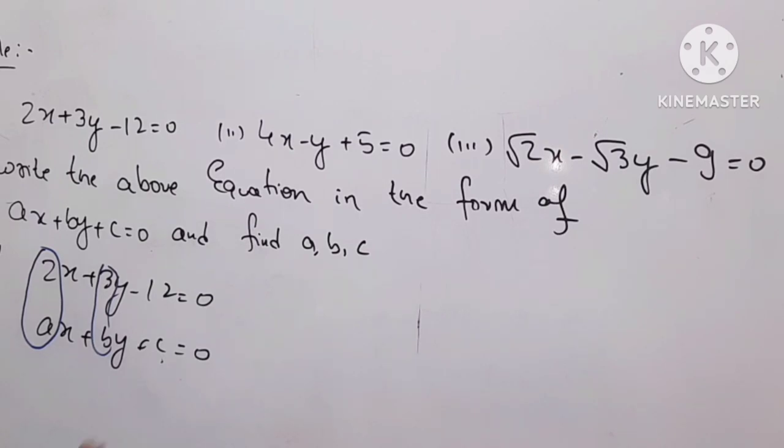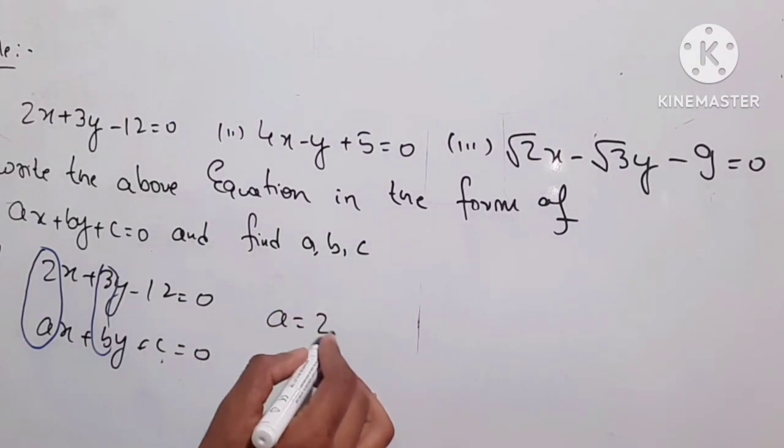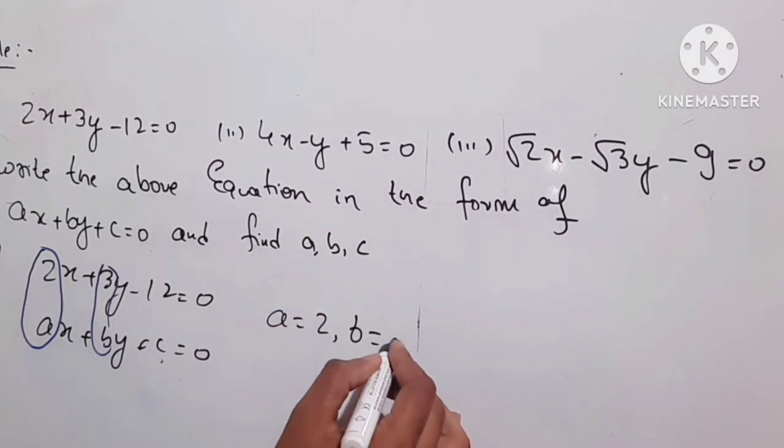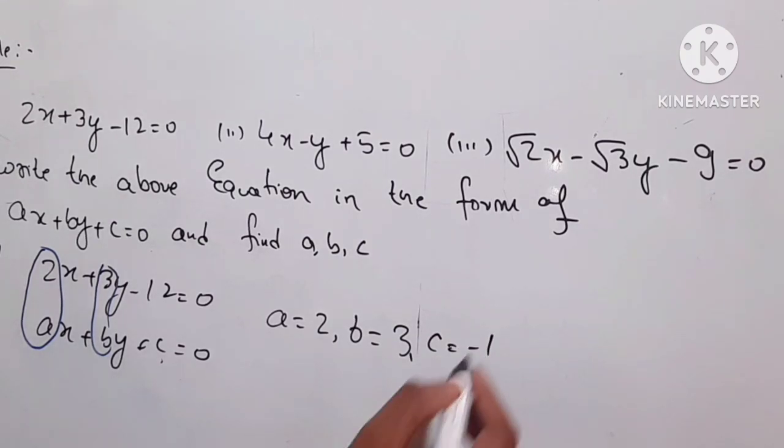Okay, so from here what are the values? So sir, a value will be 2. Okay, so b value is equal to 3, and c value is minus 12. C value is minus 12. Clear? Yes, it's very clear for us. Let's give us some more examples.